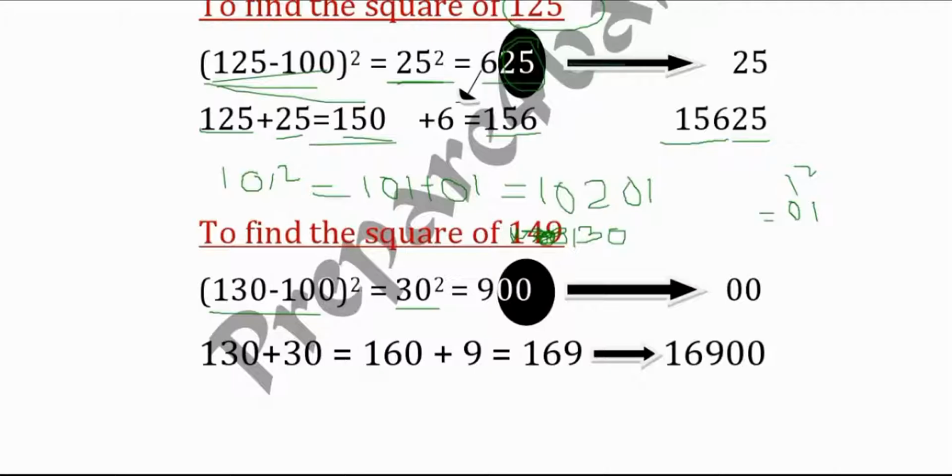Look what I have done here, as in 101 squared. So that means 130 plus 30, 160, right? And 30 squared is 900. So 160 plus 9 and 00, 16900. I think you have understood the whole process together, and we can find squares up to 150 in this process.